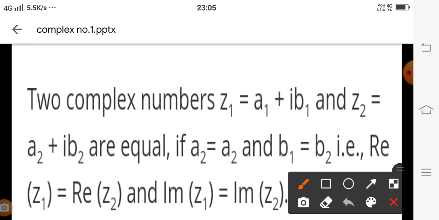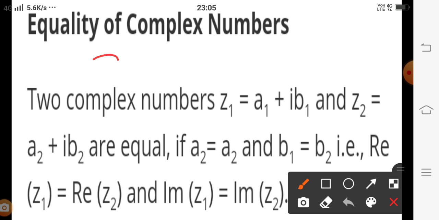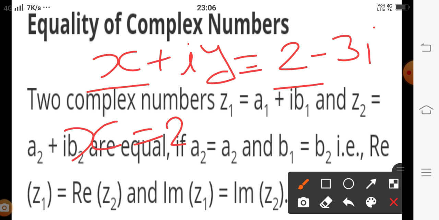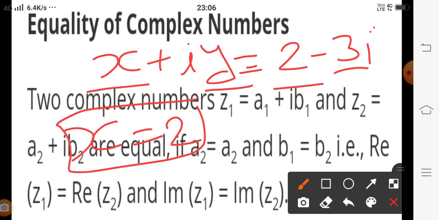Let us take an example. Suppose this is given: x plus iy is equal to 2 minus 3i, and we have to find the values of x and y. Then clearly, here the real part is x and on the other side the real part is 2, so the value of x is 2. And for the imaginary part, here we have y and there we have minus 3, so y is equal to minus 3. These two are the values of x and y.